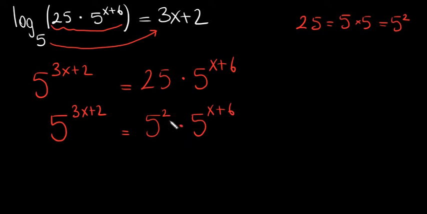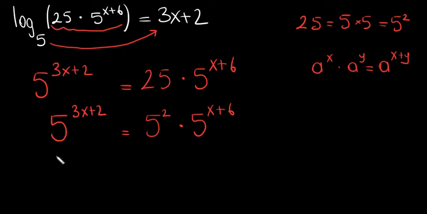Here we are multiplying two exponents with the same base. I have 5 to the power of 2 and I have 5 to the power of x plus 6. For example, when I have the same base, like a to the power of x times a to the power of y, then the result is going to be a to the power of x plus y.